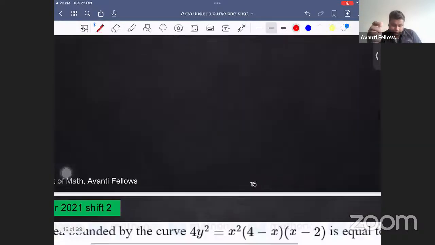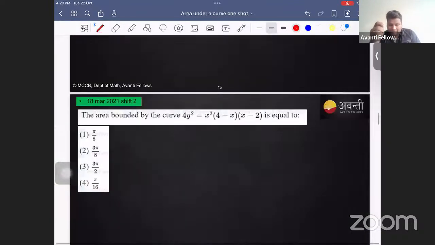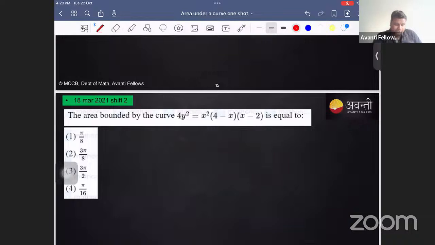Now, without investing much time, let's start with few questions. So this is your first question. Start it. The area bounded by the curve 4y square equals x square into (4 minus x)(x minus 2) is equal to? Quickly do it.